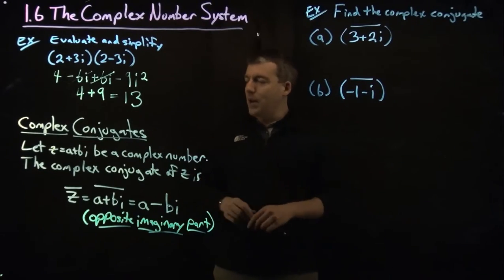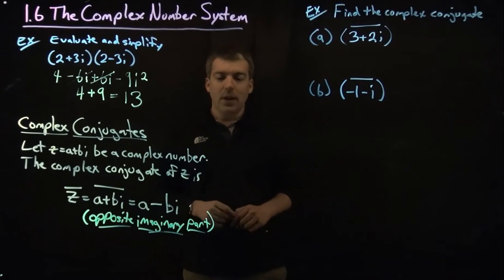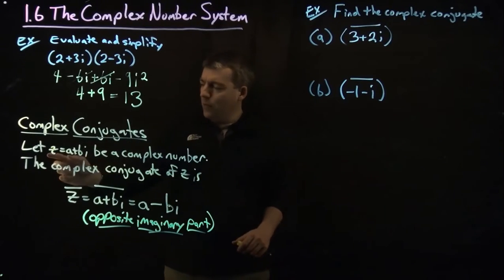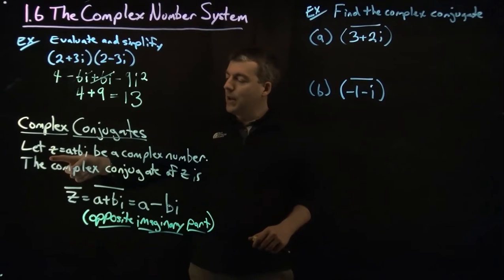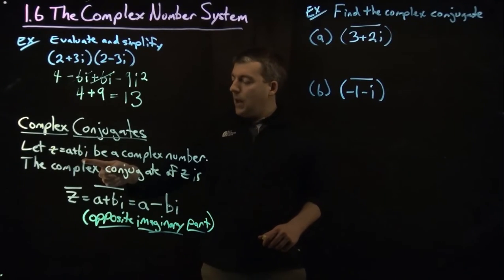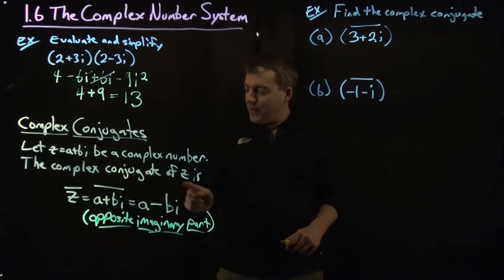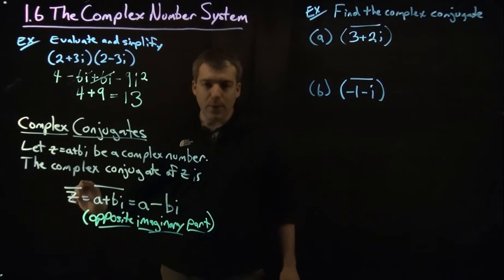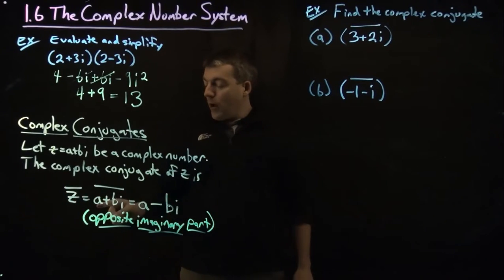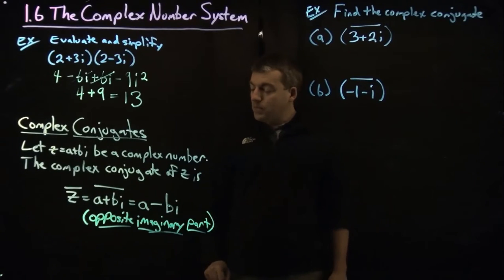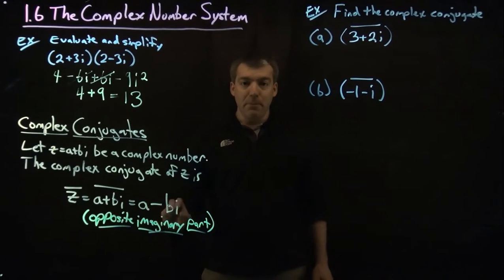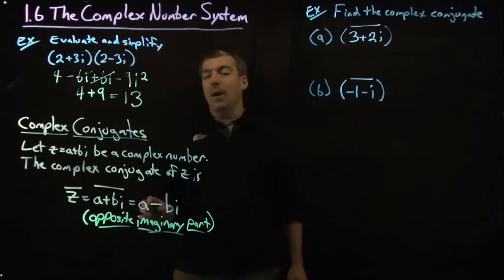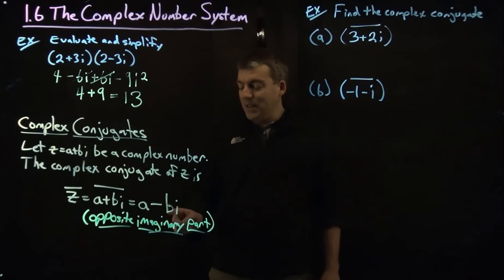Okay, let's talk a little bit more about complex conjugates and find a couple of those, and then we'll look at some examples of dividing. So if you have a complex number z equal to a plus bi, the complex conjugate of z is given by this notation. So z with a bar over it represents the complex conjugate, or a plus bi with a bar over it. And that's simply taking the opposite imaginary part. So for a complex number a plus bi, the complex conjugate would be a minus bi.